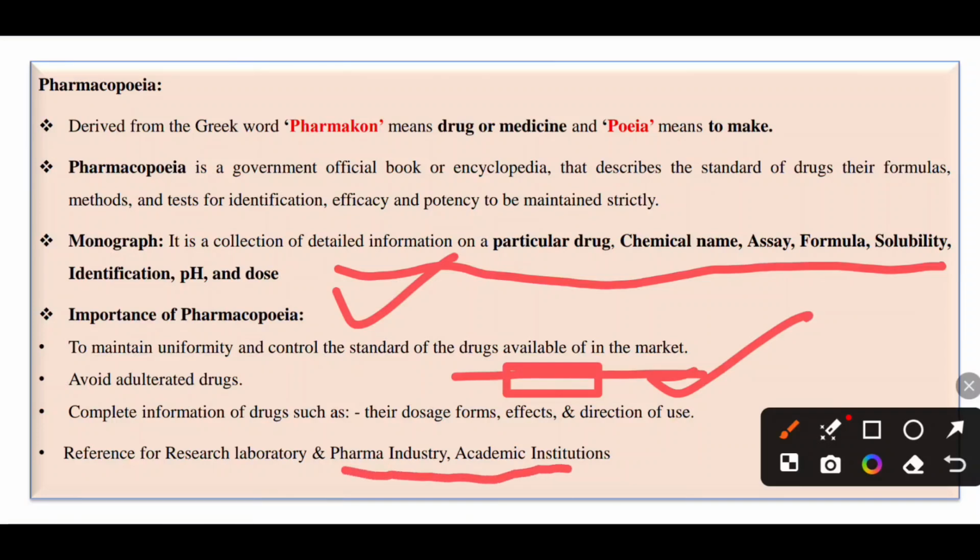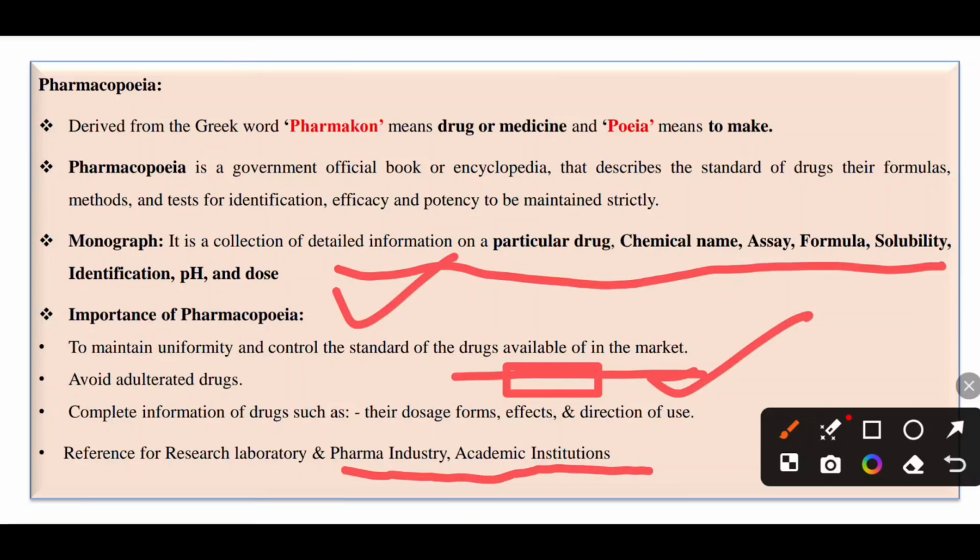Okay, and it is a reference for research laboratories, the pharma industry and academic institutions. Now students, when you have to prepare any type of experiment in your practical lab, in that time definitely it will be marked. In that time you have to clearly mention the official formula. Suppose you have to prepare simple syrup. On the right hand side you have to mention IP. Why? Because the official formula of simple syrup you have to collect from the Indian Pharmacopoeia. Okay, that means when you have to prepare the simple syrup or the paracetamol syrup, in that time you have to follow the Indian Pharmacopoeia, and according to it you have to collect the official formula. Then you have to prepare the paracetamol syrup or simple syrup.